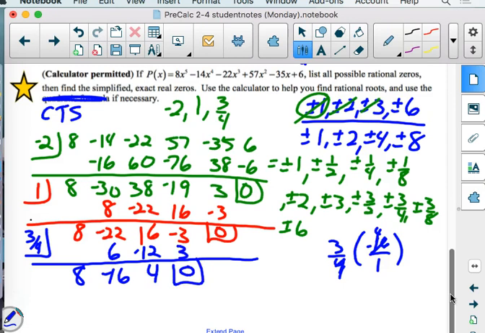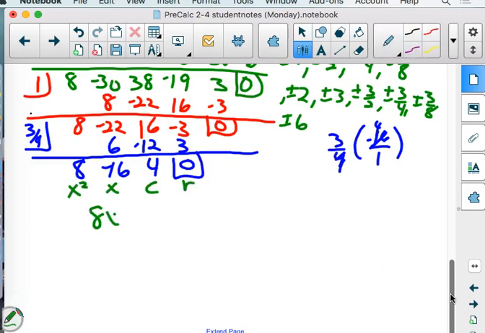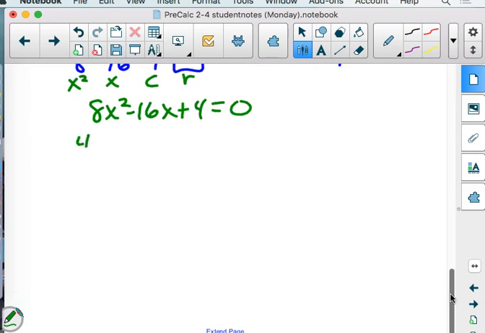So now what we're up against is how are we going to get the last couple? So remainder constant x squared. And we have 8x squared minus 16x plus 4 equals 0. So the first thing I notice is, hey, 4 will come out of all of that.